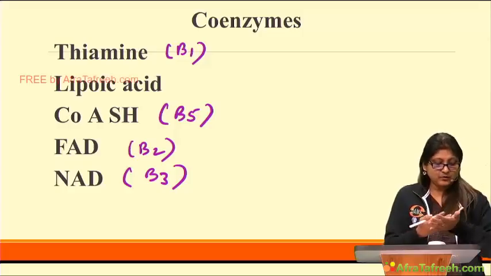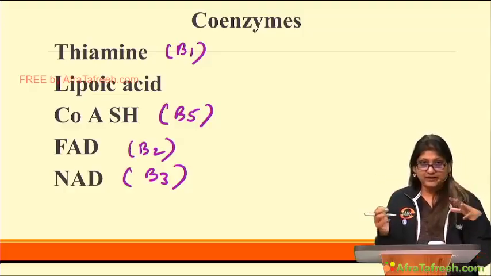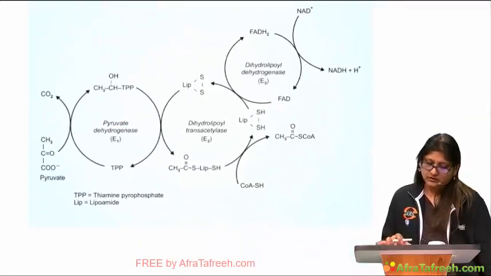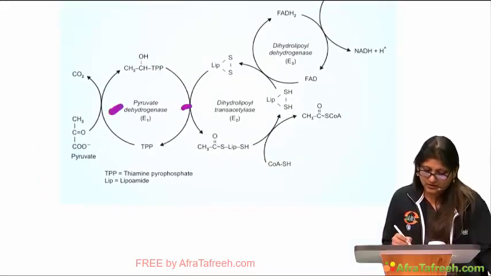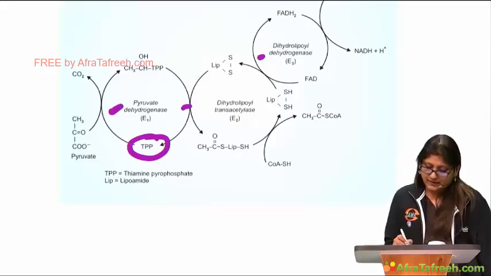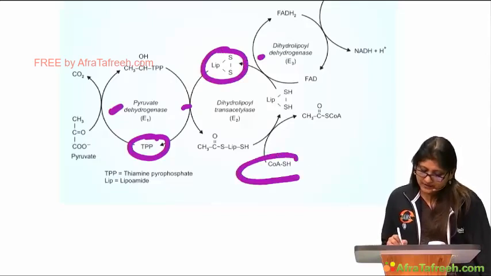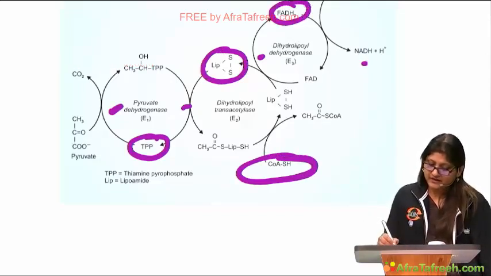You have the workbook in hand, you just add on these points if they are not there. And I'm sure in the workbook your PDH complex is there. You see, this is the PDH complex. Mark here the names of 3 enzymes, 1, 2, 3, and names of 5 coenzymes: thiamine, lipoic acid, coenzyme A, which is derived from vitamin B5, FAD, and finally NAD.